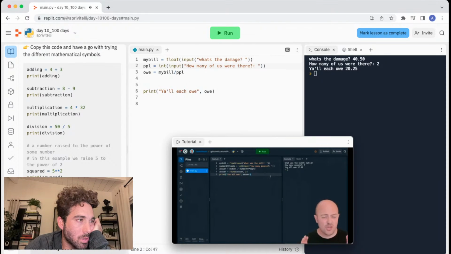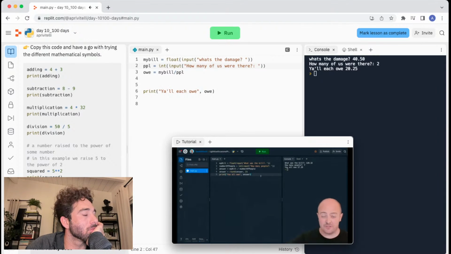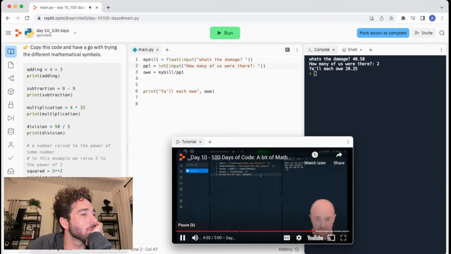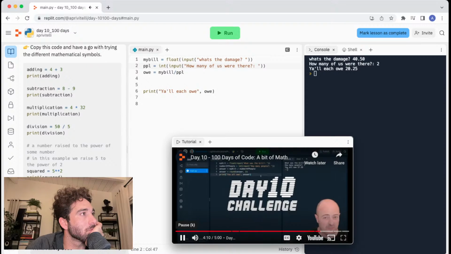Hold on, David. Were you raised in a barn? We have to tip. Well, in fact, that's what your challenge is going to be. You're going to attempt to build something that calculates a tip based on a series of different percentages. You're going to write a program that asks the user for the total bill. You're also going to ask them for the percentage of the tip you want to give.